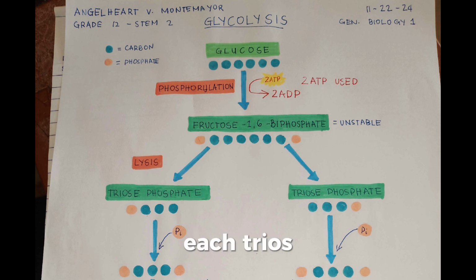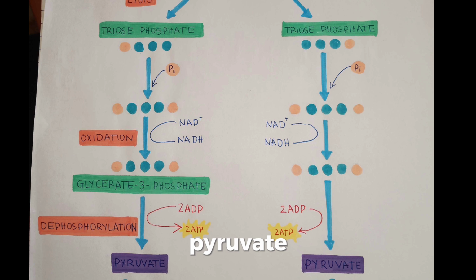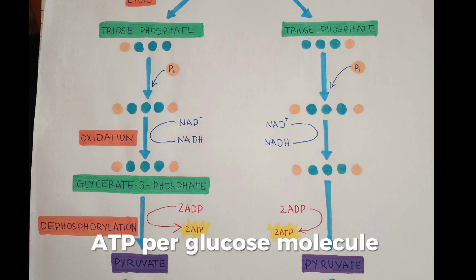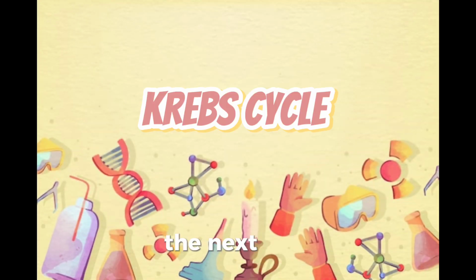Each triose phosphate is further processed through oxidation and phosphorylation, generating 2 ATP per molecule. Finally, dephosphorylation occurs, yielding pyruvate, 3-carbon, and a net gain of 2 ATP per glucose molecule. Moving on to the next step, the Krebs cycle.